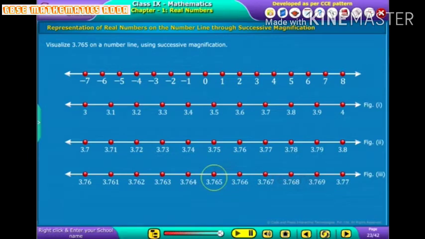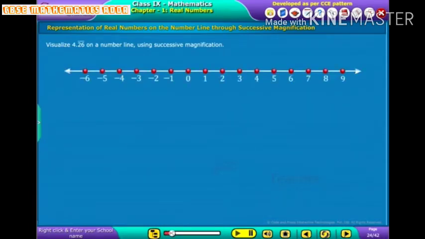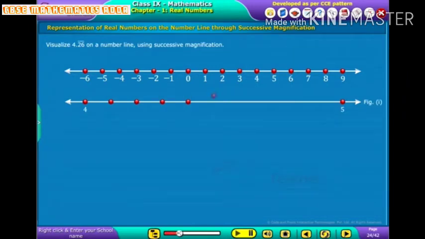Now, let us represent non-terminating recurring decimal on a number line. Visualize 4.26 bar on a number line using successive magnification. Here, the repeating decimal 4.26 lies between the interval 4 and 5. To have a rough idea for locating it on a number line, make 10 equal parts and mark them as 4.1, 4.2, so on up to 5 as shown in figure 1.